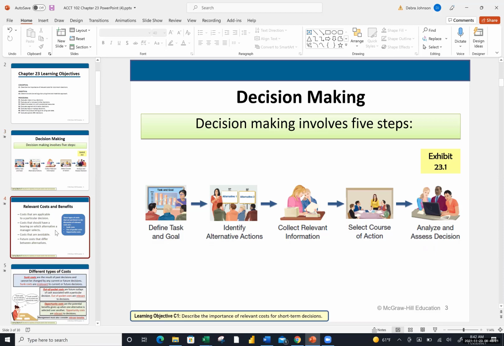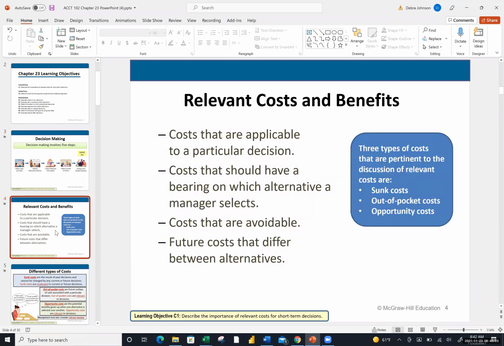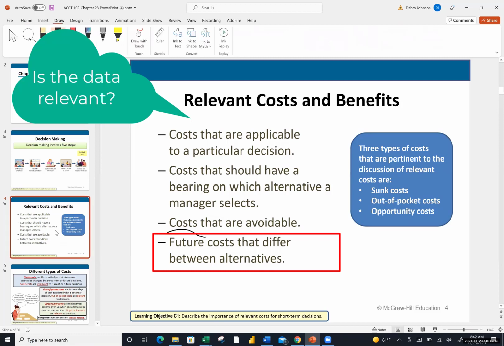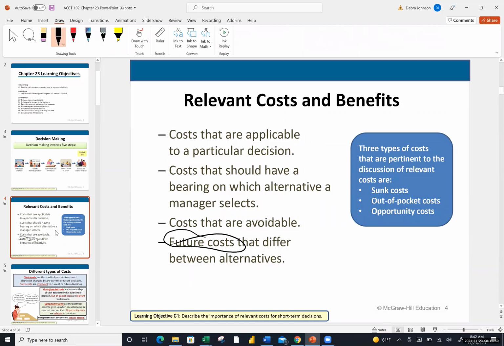Relevant costs and benefits. You already saw this definition, but this is just a reinforcement. Costs that are applicable to a particular decision, costs that should have a bearing on which alternative a manager selects, costs that are avoidable, because remember, if they're unavoidable, then they're not relevant. And again, future costs, not sunk costs that there's nothing we can do about, but most of these relevant costs will be future oriented. And then off to the side, he puts, and I hate this slide.